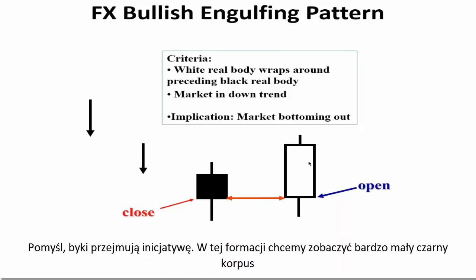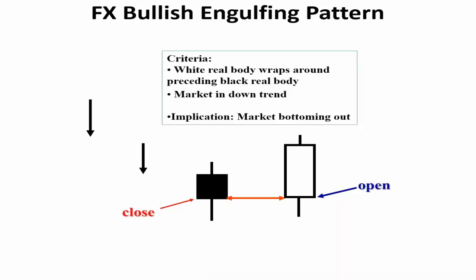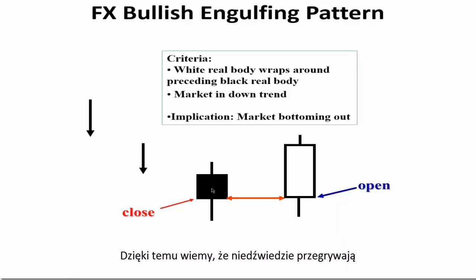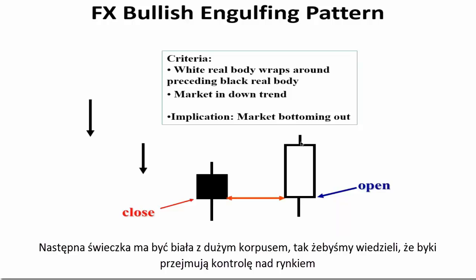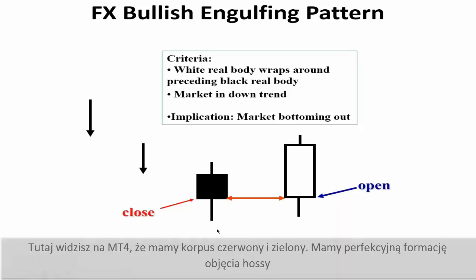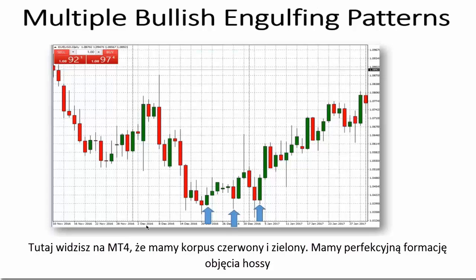And again, think of this. The bulls are taking over from the bears. And that is normally why in a bullish engulfing pattern, we want to see a small black real body to give us a sense that bears are losing steam, and a tall white real body that means the bulls are really grabbing control of the market from the bears. Okay, so here you can see in MT4 we have the green real bodies, which is the same as white. This is a perfectly fine bullish engulfing pattern.